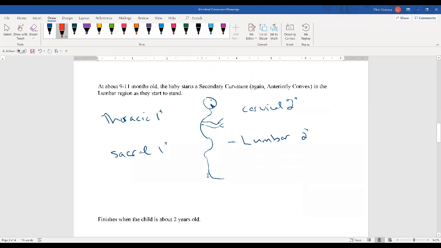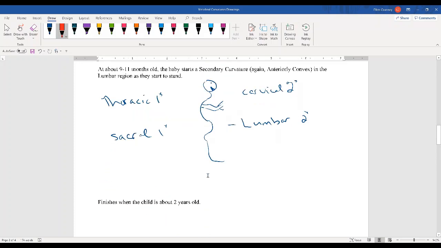Then, at about 9 to 11 months old, the baby is now starting to crawl and to start to stand up. This is where the baby will use like a chair or a couch, mom or dad, to pull themselves up standing. This is how we start the other secondary curvature. It's still considered secondary. It's still anteriorly convex, but it's the second place we start a secondary curvature. And they start to stand. This finishes when the child's about 2 years old. I realize that they walk before then, but the curvature actually is fully developed by the time they're 2.